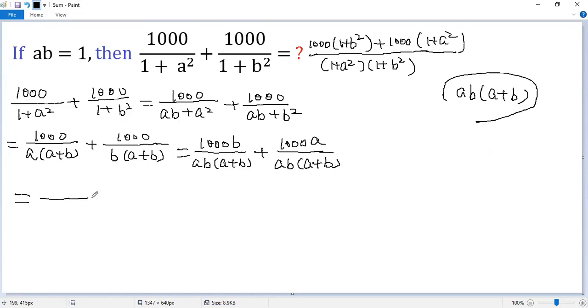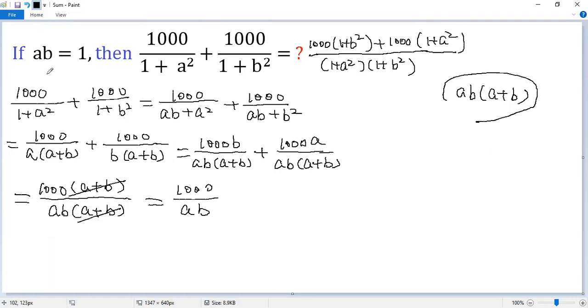So we get a times b times a plus b in the denominator. For the top, we can take the common factor 1000 out. So we get 1000 times a plus b. We can cancel a plus b. So we get 1000 over a times b.